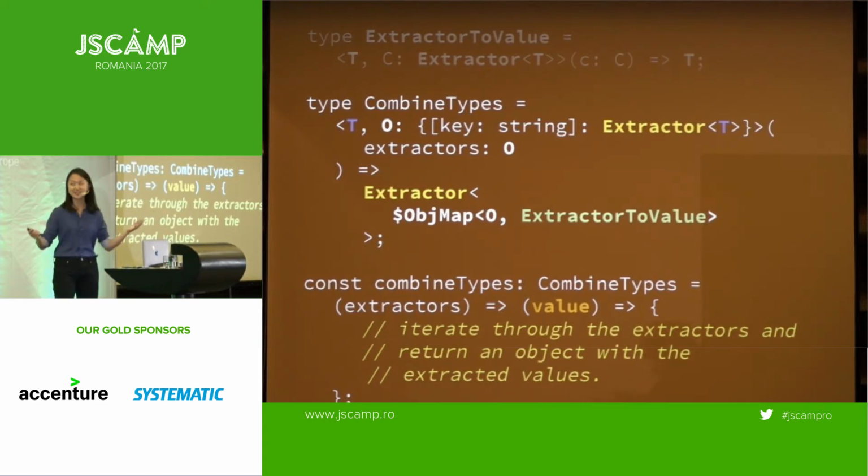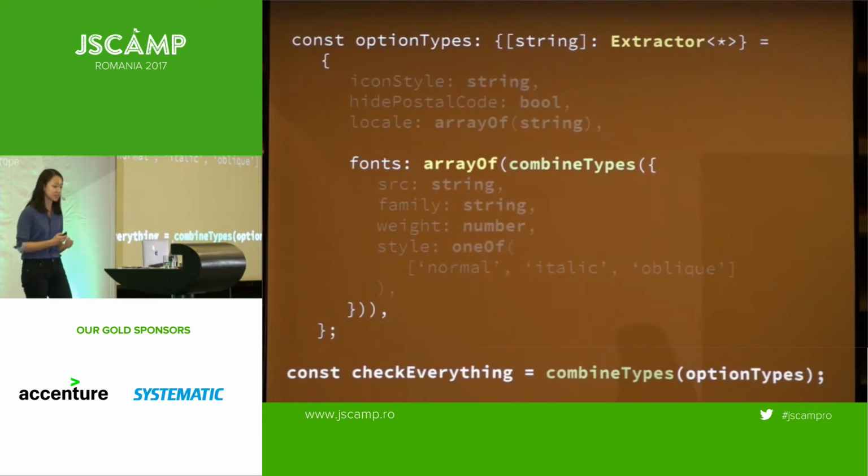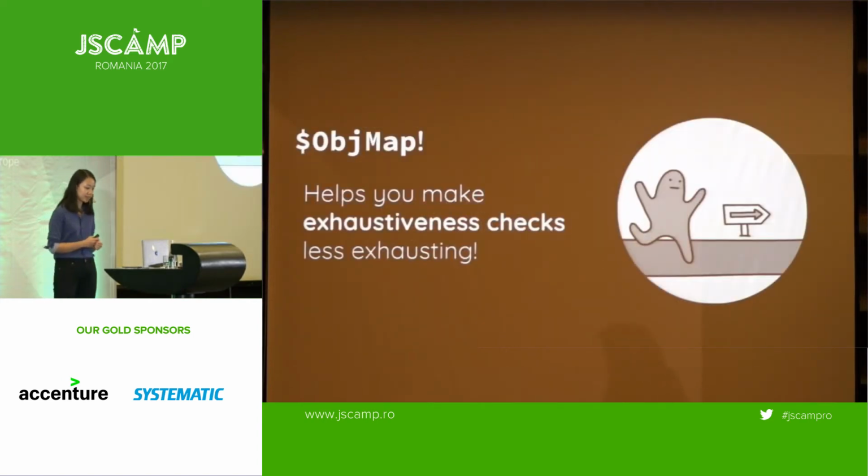So now Flow knows all of the values in our resulting object. And now we're left with an even more powerful composite extractor that we can leverage for our options validator. So for example, in Stripe.js, we have this fonts option that is an array of a structured object. And with these extractors, we can now preserve the type safety of that entire array. So $ObjMap, pretty complicated to use, but it helps you make exhaustiveness checks less exhausting.